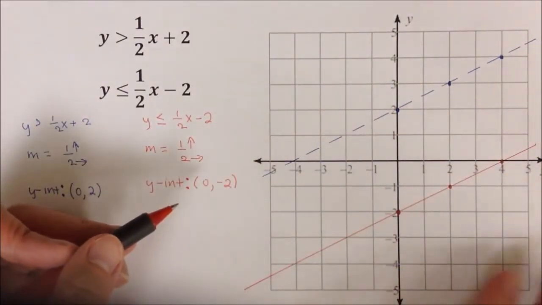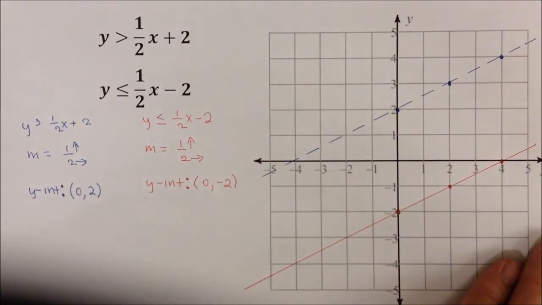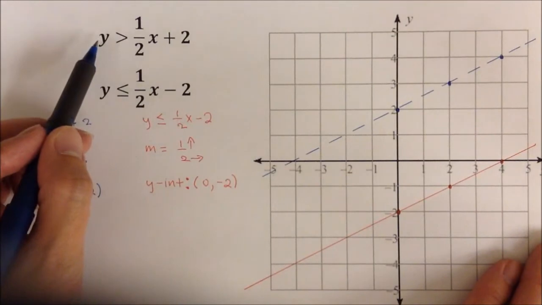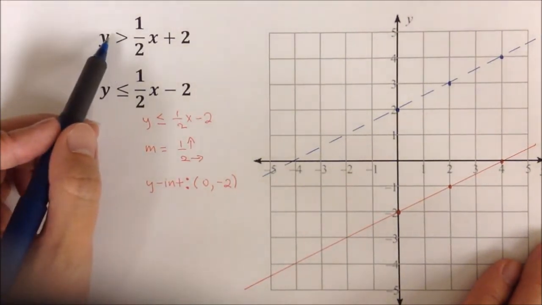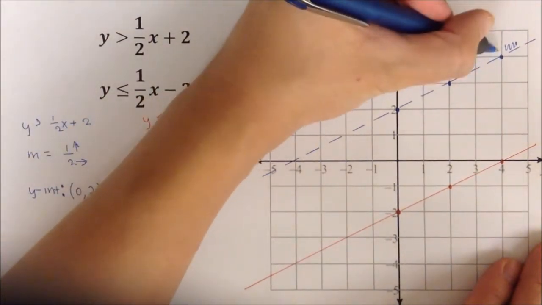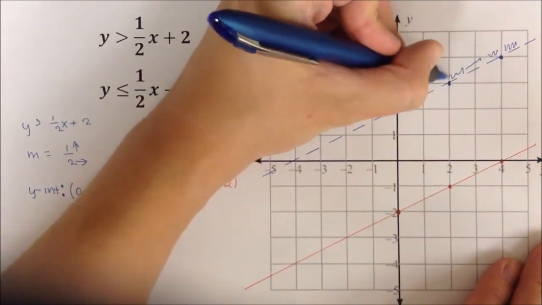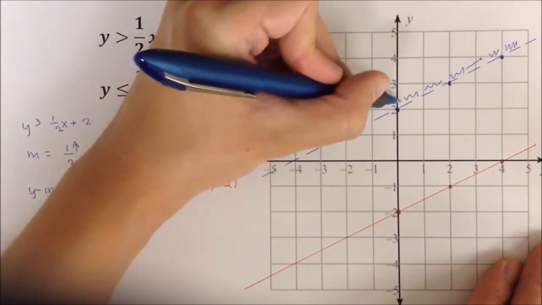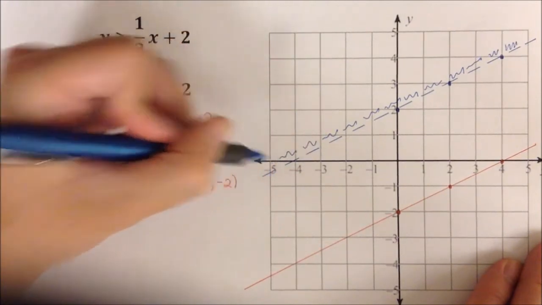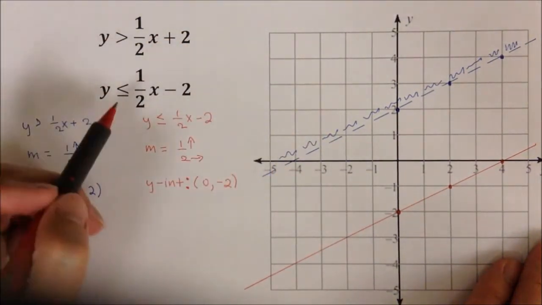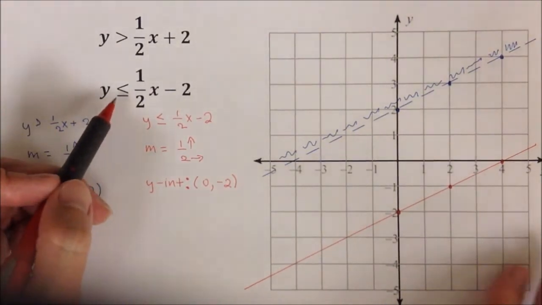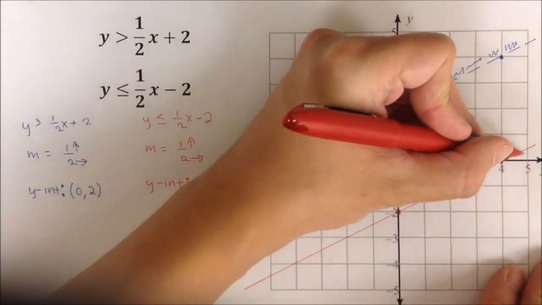Alright, so now let's talk about the shading. So the first one, we see that the inequality sign is facing y. It opens to y. That means that I'm going to shade on top of the line, above the line. So a little bit like this. And then our second one, the inequality sign is facing away from y, opposite of y. So that means I'm going to shade below the line, underneath the line.